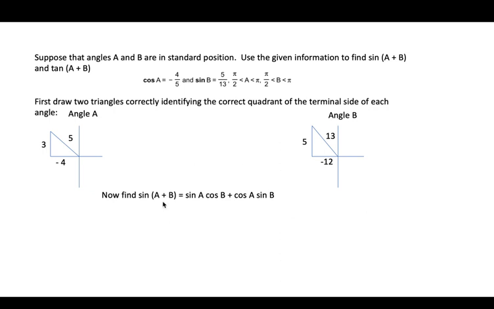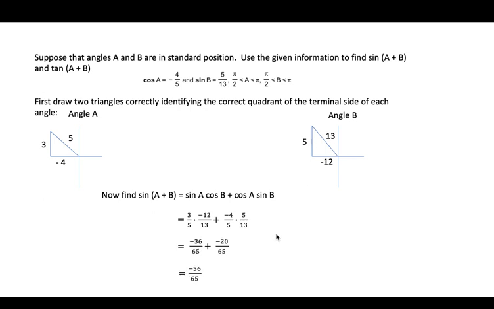So first we'll find the sine of A plus B. So remember the formula, sine A cosine B plus cosine A sine B. And then I'll put in the correct information. The sine of A is 3/5. The cosine of B is negative 12/13. The cosine of A is negative 4/5. And the sine of B is 5/13.